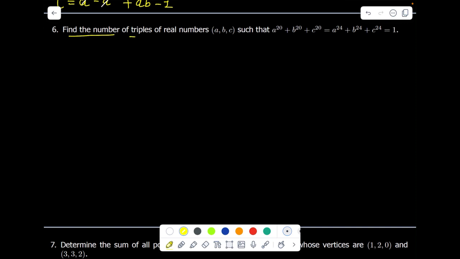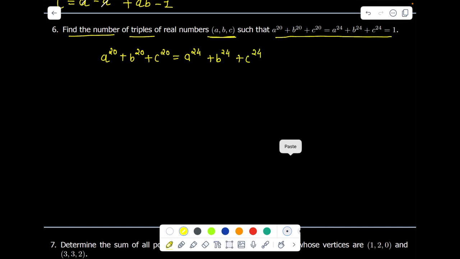Find the number of triples of real numbers a, b, c. We need to find a solution for the given equation. So first of all, write the equation. a to the power 20 plus b to the power 20 plus c to the power 20 is equal to a to the power 24 plus b to the power 24 plus c to the power 24. Now this value is actually equal to 1.